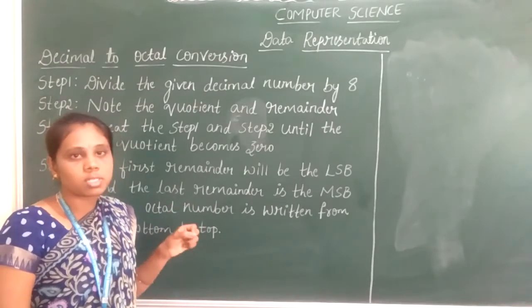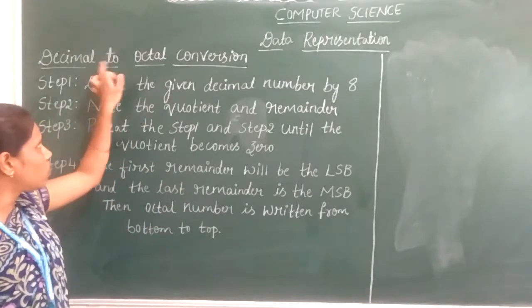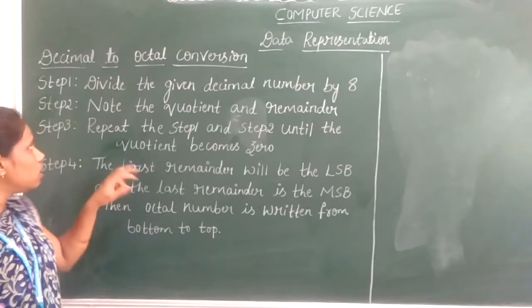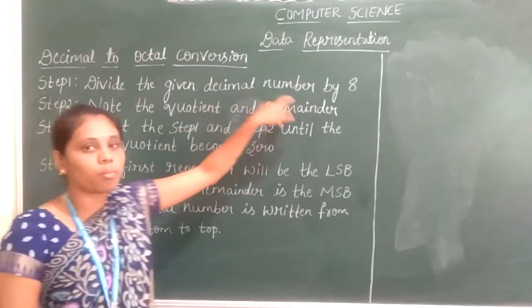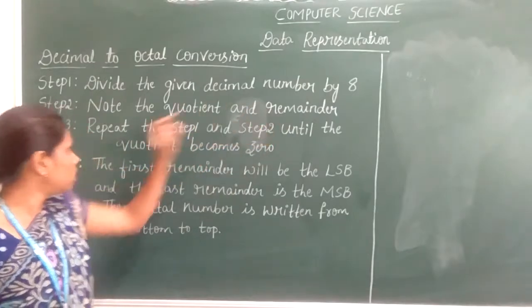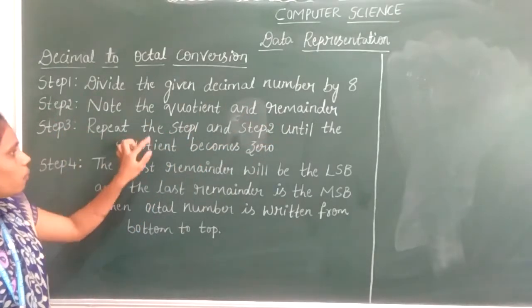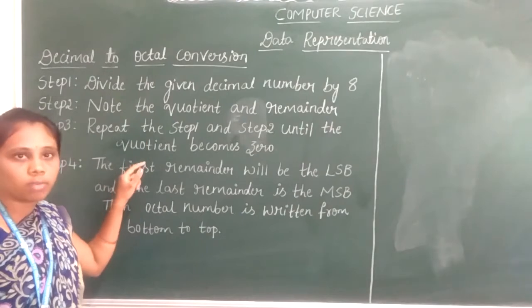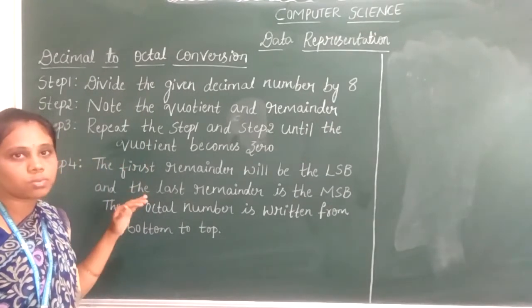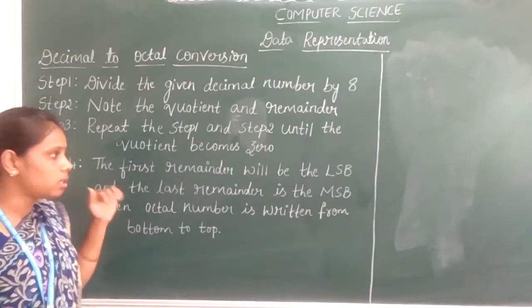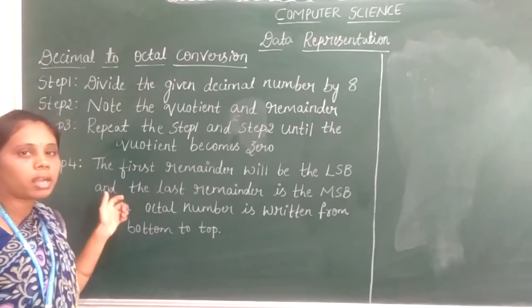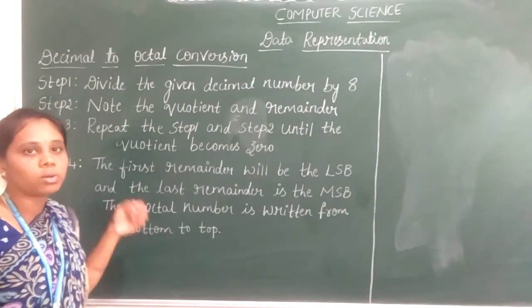Next, in this class we will discuss the decimal to octal conversion. This is similar to binary conversion, but here we need to divide the given decimal number by 8. Next, note down the quotient and remainder. Then repeat step 1 and step 2, dividing the number by 8 again until the quotient becomes 0, or stop where the number cannot be divided by 8. In the next step, note down the LSB and MSB and write the octal number from bottom to top.